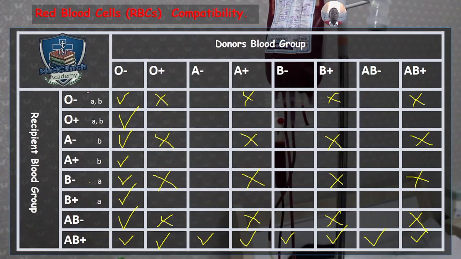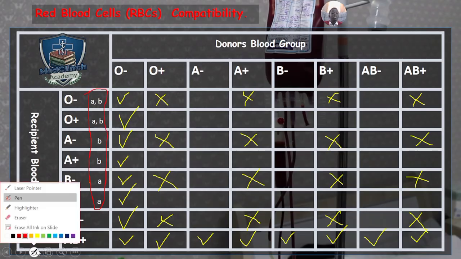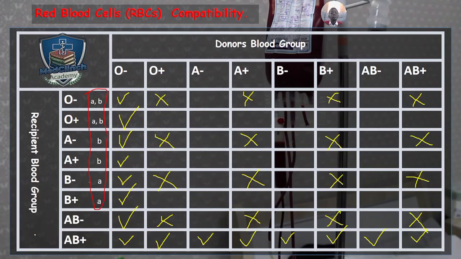I want us to focus. So for the recipient, I want us to focus on the antibodies now. The last rule: focus on the recipient antibodies. Because when there's a reaction, what happens? The reaction tends to happen between the donor's antigen and the recipient antibodies. So that's something I want you guys to note. Now we're going to focus on the recipient antibodies and the donor's antigen.